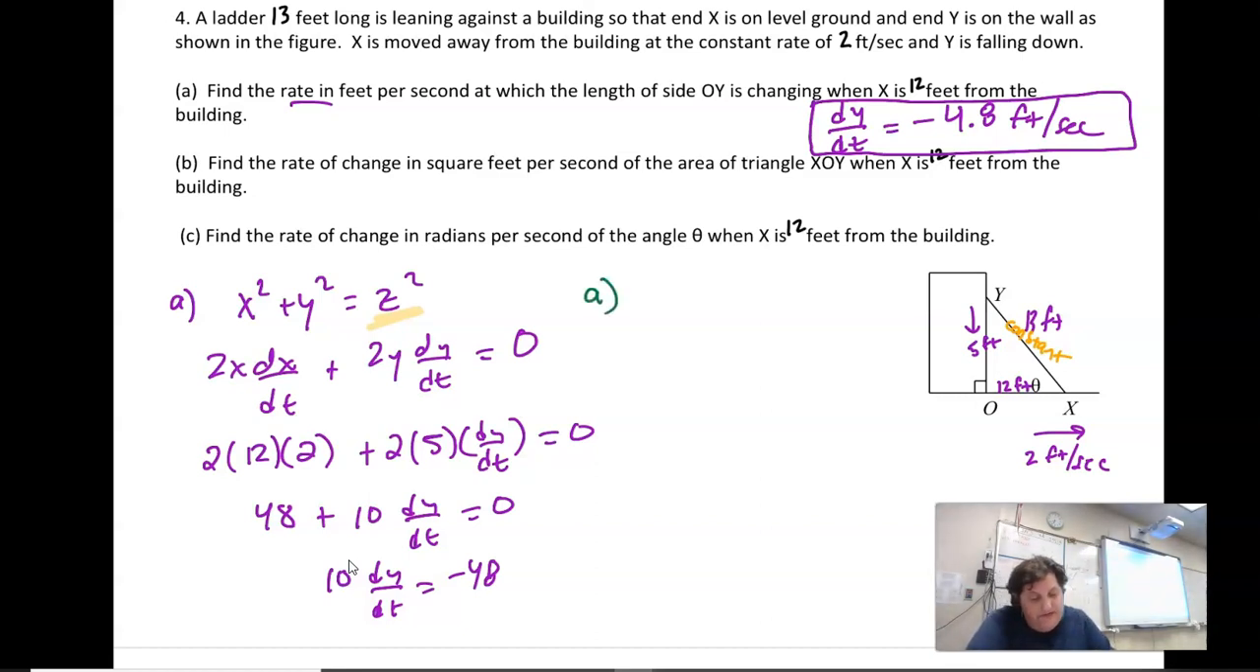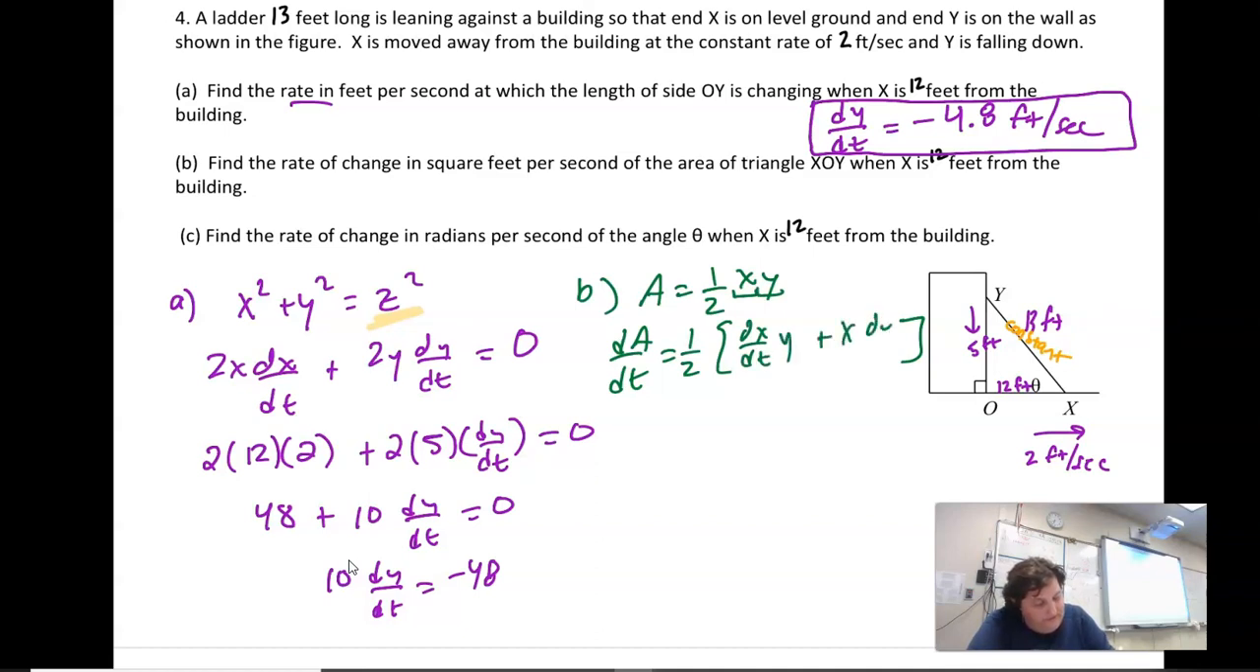Find the rate of change in square feet per second of the area of the triangle. Well, I know an area of a triangle is 1/2 base times height. So I'll use x and y. I said part B and I wrote part A. Okay, so dA dt is, I'll go ahead and leave the 1/2 out front, and I'm going to do a product rule right here. The derivative of the first is dx dt times the second, and then the first times the derivative of the second, which is dy dt. Okay.